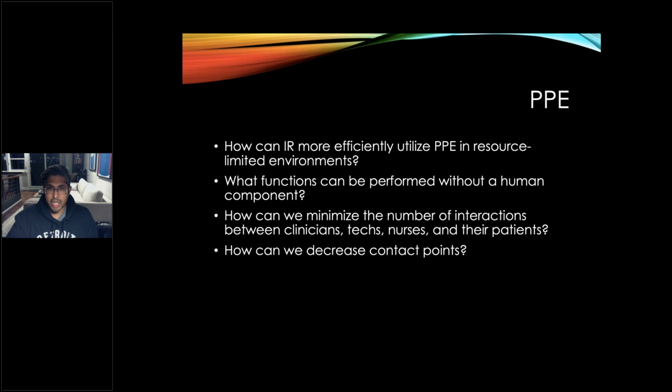PPE, I think I already discussed this in my own thought bubble in terms of things that came to my mind. How do you efficiently utilize PPE? Again, something that doesn't necessarily affect just IR, but a lot of physicians. What other things can be done without human interaction that can avoid the need for PPE, decreasing contact points between patients and different providers?